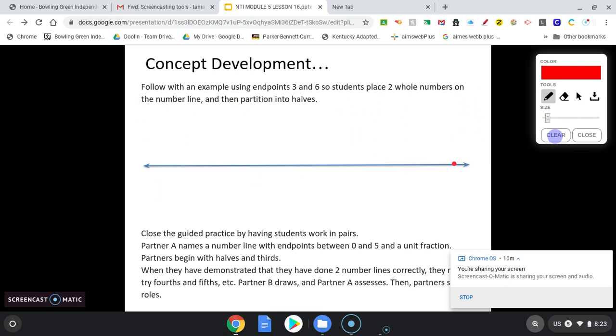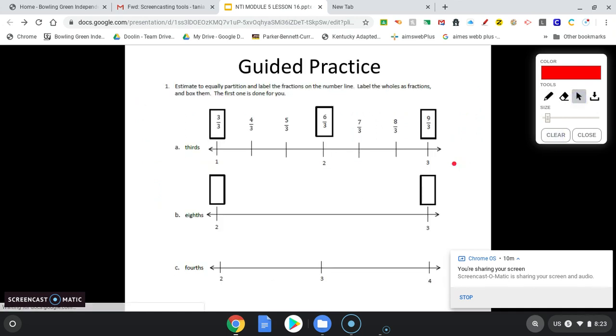Very good job. Okay, let's do some guided practice. If you'll look at the first one, it's been done for you. This first one, the fractional unit is thirds. So it is partitioned into thirds, 1/3, 2/3, 3/3, 1/3, 2/3, 3/3. And 1 whole is equivalent to 3/3, 2 wholes is equivalent to 6/3, and 3 wholes is equivalent to 9/3. So let's look at B.